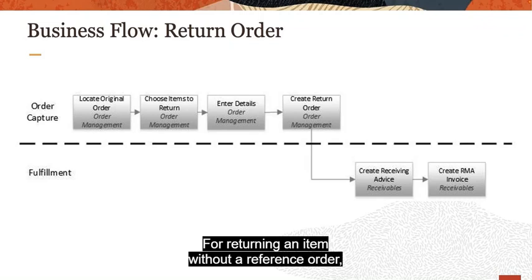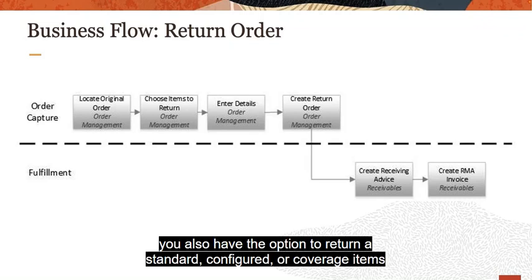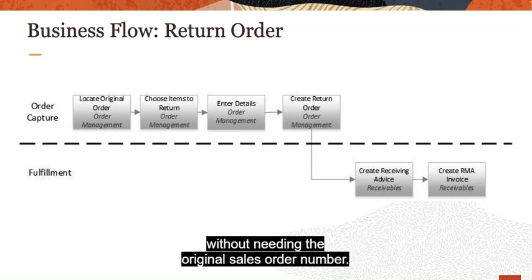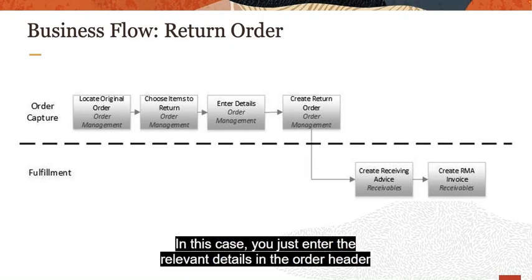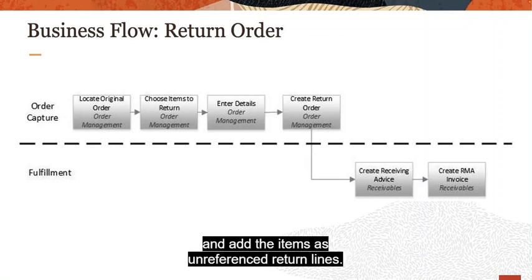For returning an item without a reference order, you also have the option to return a standard, configured, or coverage items without needing the original sales order number. In this case, you just enter the relevant details in the order header and add the items as unreferenced return lines. You can manually override the pricing here as well.